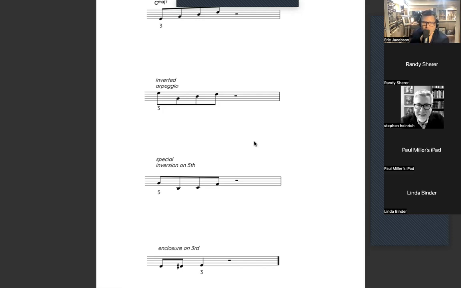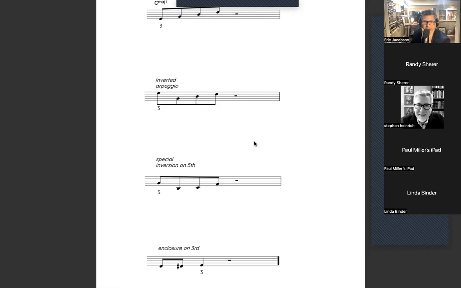Pretty cool sounds. What if I took the 3rd instead of played it up on my arpeggio? I invert that arpeggio. So take a listen. That's the 5th, the special inversion, and then the 3rd inverted inversion. Okay, excellent. And I notice I added the scale to get to the 5th that last time.